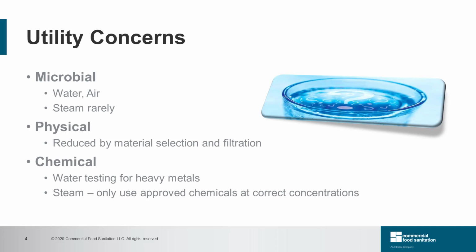Second, physical hazards, which may be introduced from the supply or from the components used in the system. These risks can be reduced through filtration and proper selection of materials. Third, chemical hazards should be assessed, using testing of water to help understand the risks. With steam, the chemicals used for boiler operation need to be approved for use in a food facility.